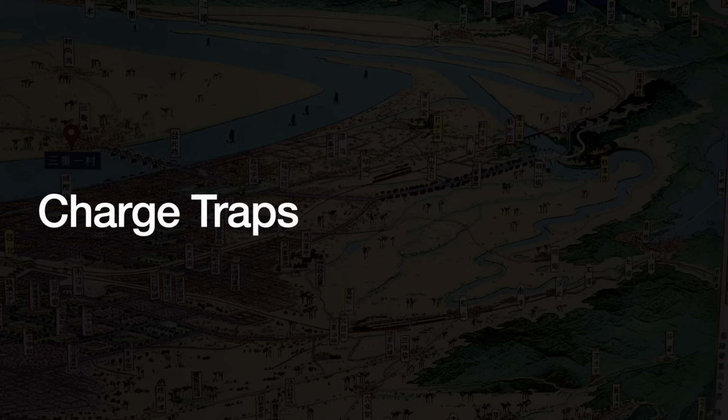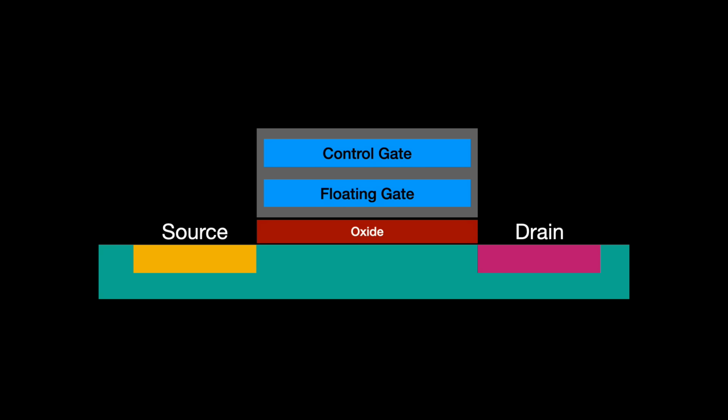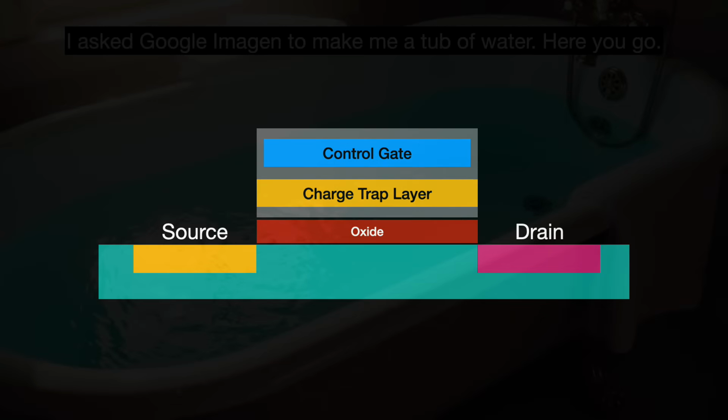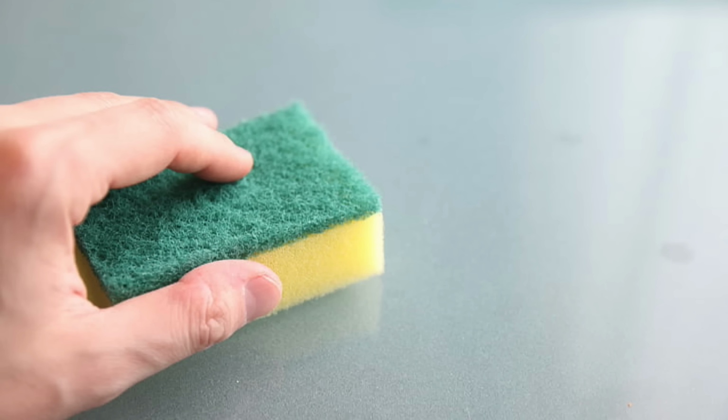Charge traps are kind of like floating gates, but different. The floating gate contains electrons inside a conductive polysilicon layer between two insulating oxides. Charge traps are different in that they use a layer of trapping material, like silicon nitride, between two insulating oxide layers. This seemingly subtle difference in materials changes how these two devices store electrons. It has been described that the floating gate carries electrons like a tub of water with the electrons sloshing around. A charge trap, on the other hand, stores electrons like how a sponge stores water, trapped in discrete areas inside the material's quote-unquote pores.